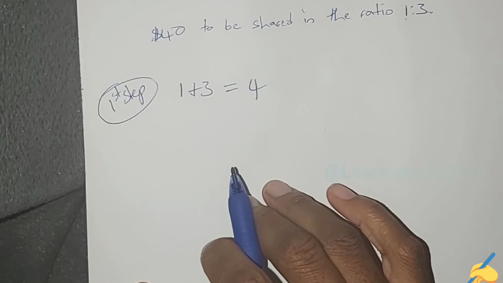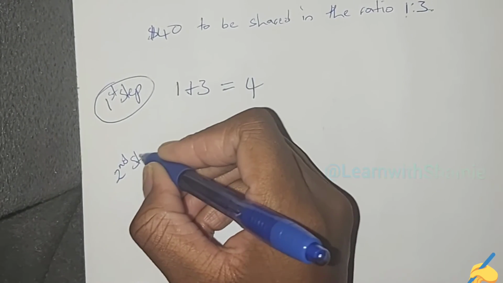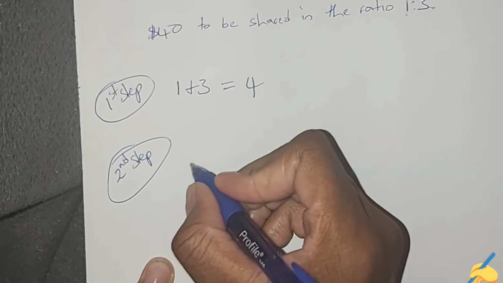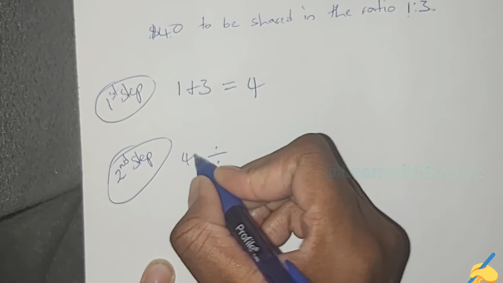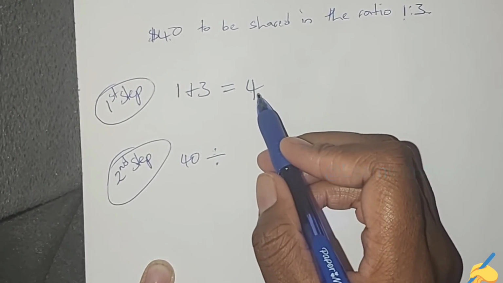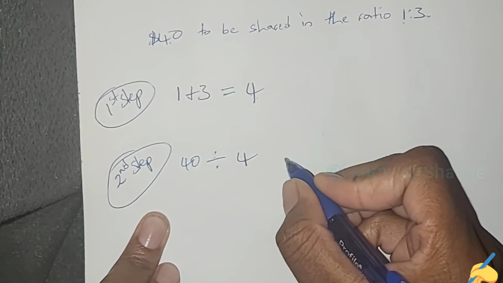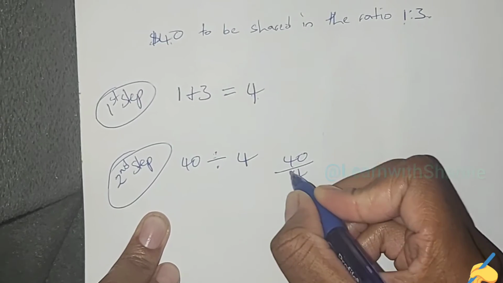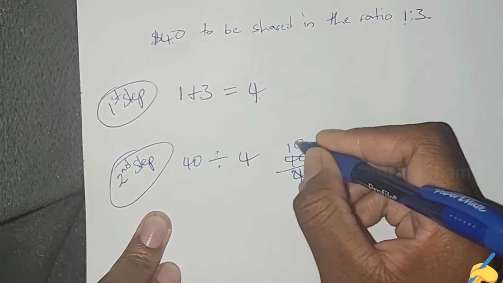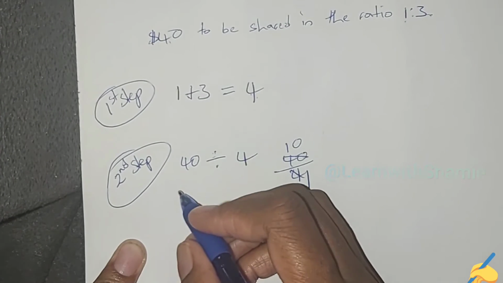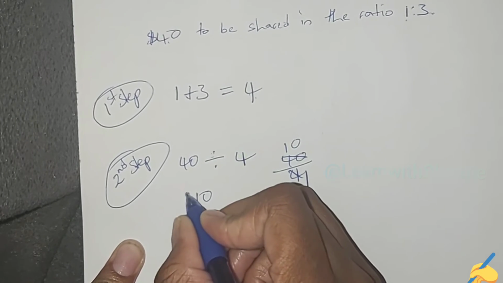Step 2 in calculating ratio. So the second step, we're going to divide the amount, which is $40, by the total number of parts, which is 4. So we'd say 40 divided by 4. 4 into 4 goes 1 time. 4 into 40 goes 10 times. So each of the 4 parts in the ratio would be worth $10.